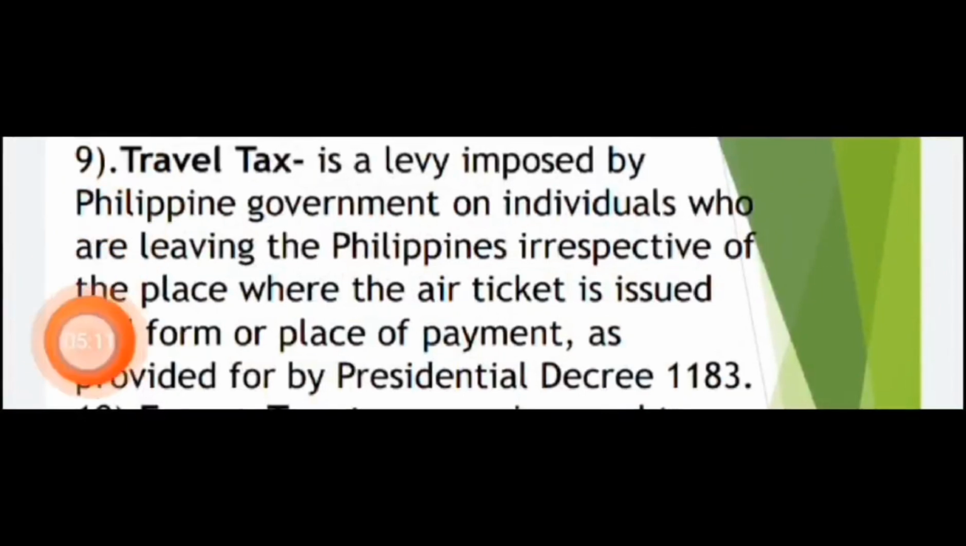Another one is travel tax. So this is travel tax. It is a levy imposed by the Philippine government on individuals who are leaving the Philippines, irrespective of the place where the air ticket is issued and the form or place of payment, as provided by Presidential Decree 1183.